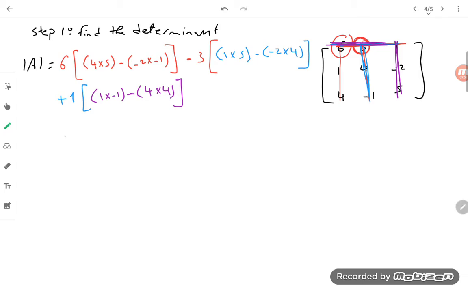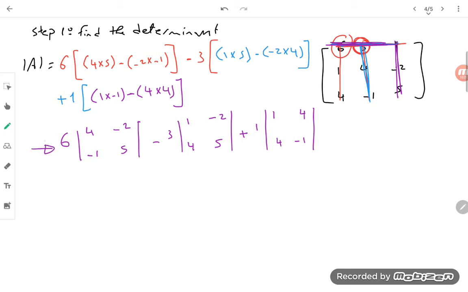So we can write it as 6 multiplied by the small determinant of 4, negative 2, negative 1, 5, minus 3, and so on. We can write it in this form or in this form, it doesn't differ. But the final answer at the end is the same, which is 52. So the determinant of this matrix is 52. Second step, find the cofactor matrix.